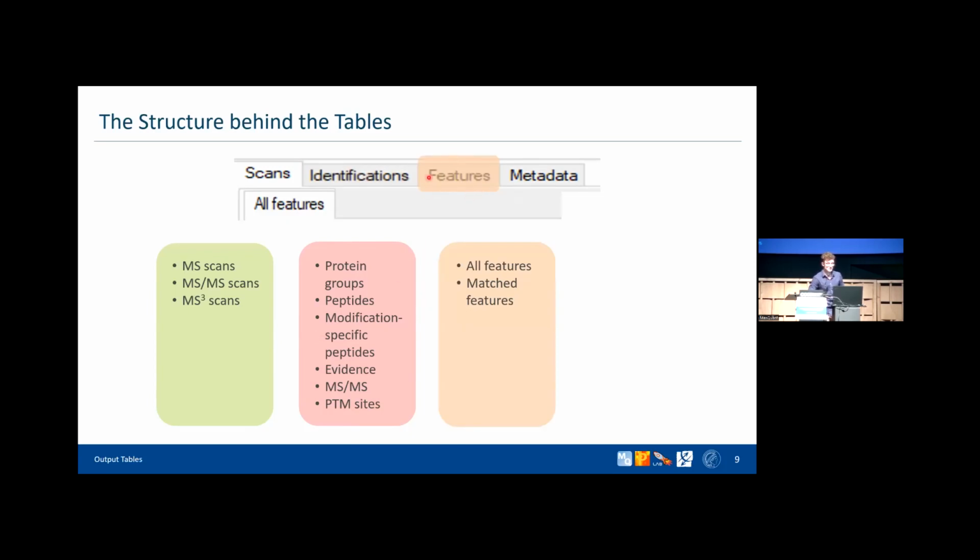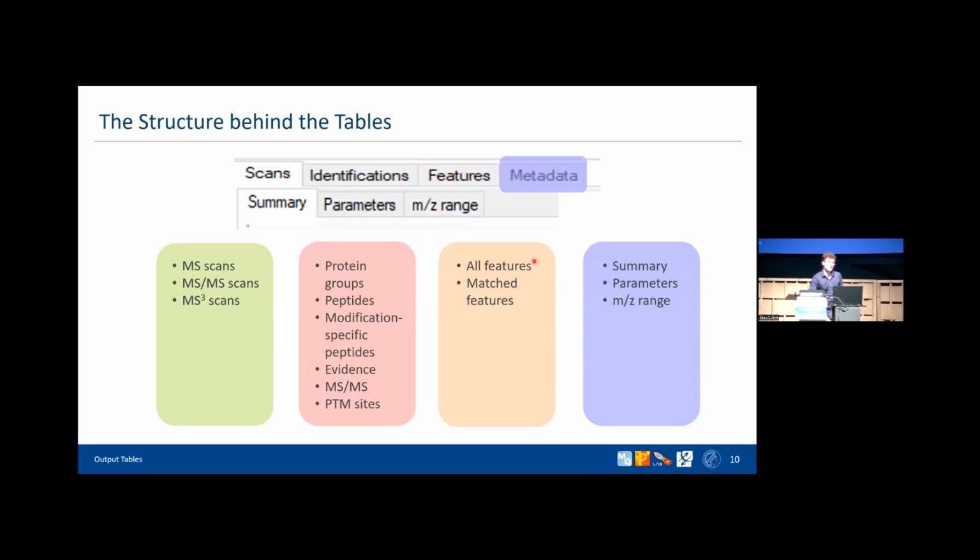Then you have the features level. What is features? Basically, not everything we see in our data will in the end lead to an identification. Maybe the Andromeda score was not high enough or whatever. So in these two feature tables, you see all the features, so all the stuff in the data that was identified as some pattern, but did not give rise to a peptide or protein identification.